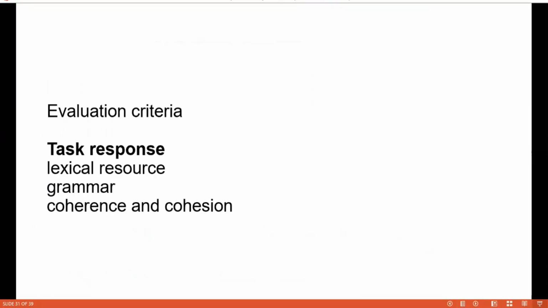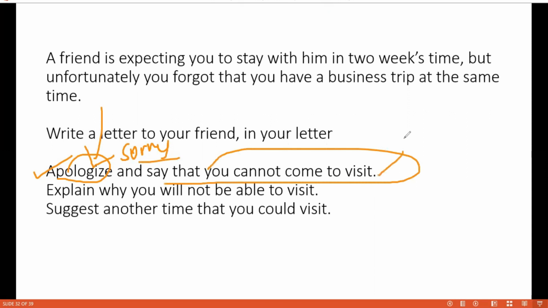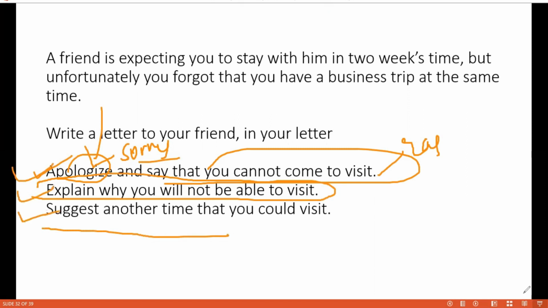So first we understand the task response with respect to the letter written. Task response is very simple. You just have to deal with this. You got to apologize, you got to say sorry or something, otherwise task response is not given marks, and you say that you cannot come to visit with a small reasoning. And then in the next paragraph, you're going to talk about why you will not be able to visit. Probably you should talk about how you have some other appointments. And then suggest another time. These 3 things, if they are there, then task response is perfect.